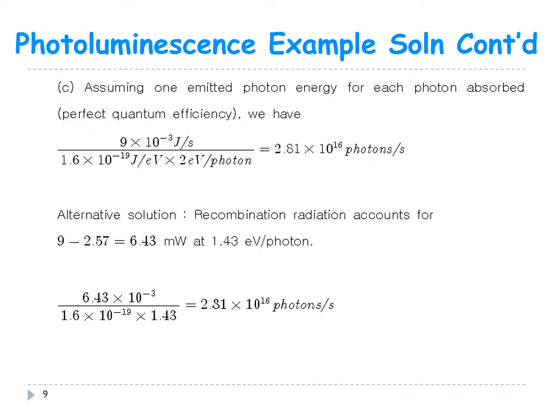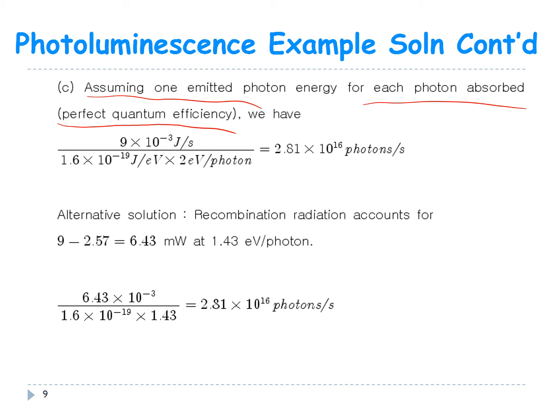Now to part C, it asks us to assume perfect quantum efficiency. By perfect quantum efficiency, we assume that there is one emitted photon for each photon absorbed. So we don't have any losses. So we emit 1 photon for every photon absorbed.